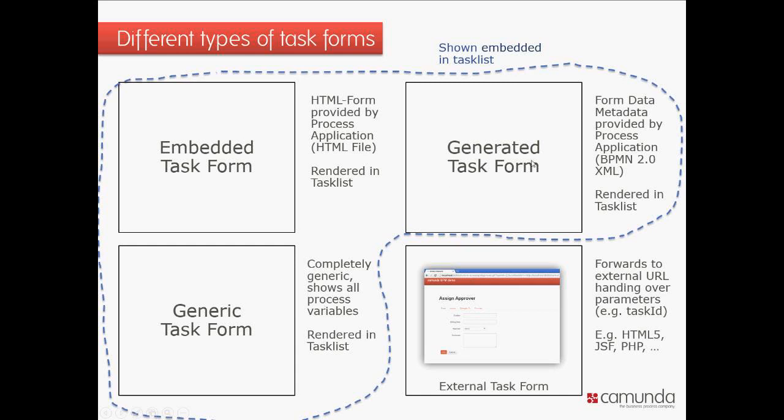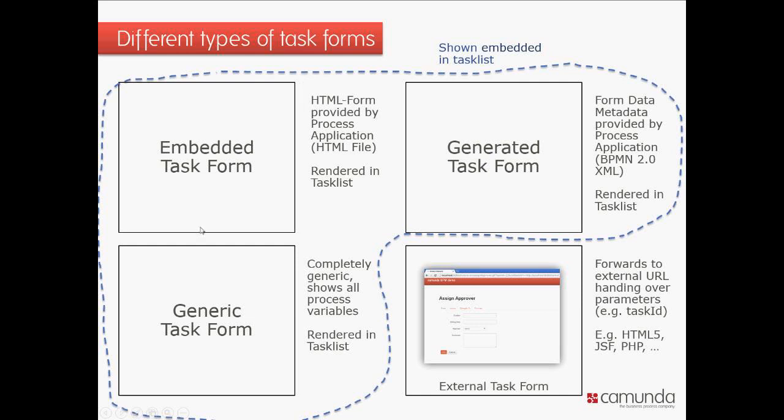The next step would be a generated task form where you can say, I don't want to have this generic one where the people can do everything, but I don't care about the layout and I just want to have like 2 or 3 attributes being rendered. Then you can specify the attributes in the BPM file and get a so-called generated task form, which has basically a generic layout, but renders only the attributes you want to be rendered.